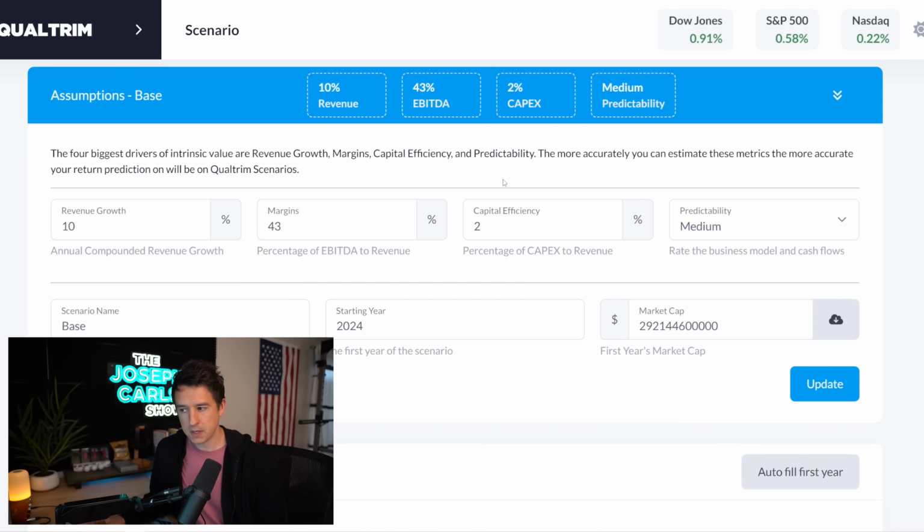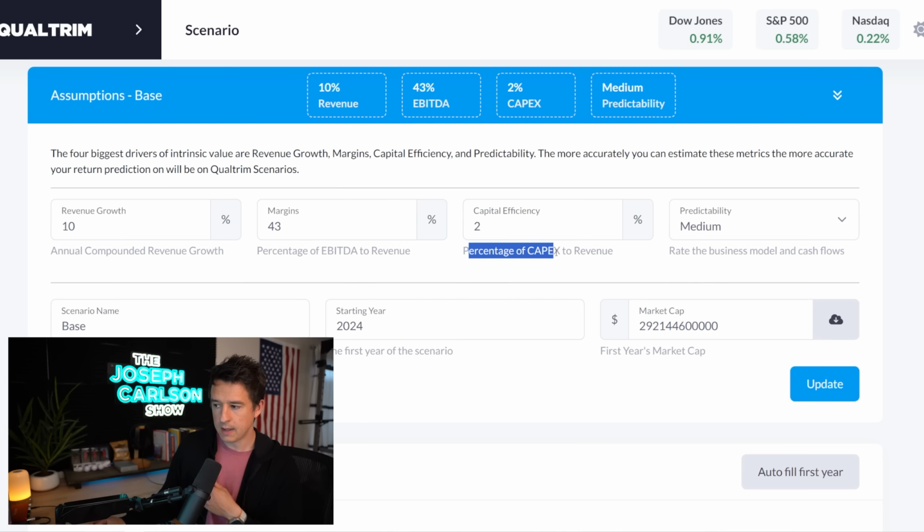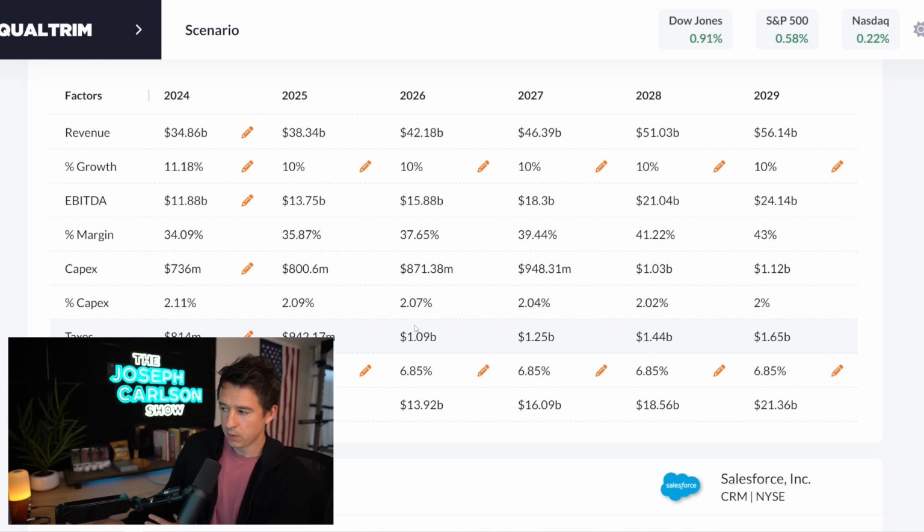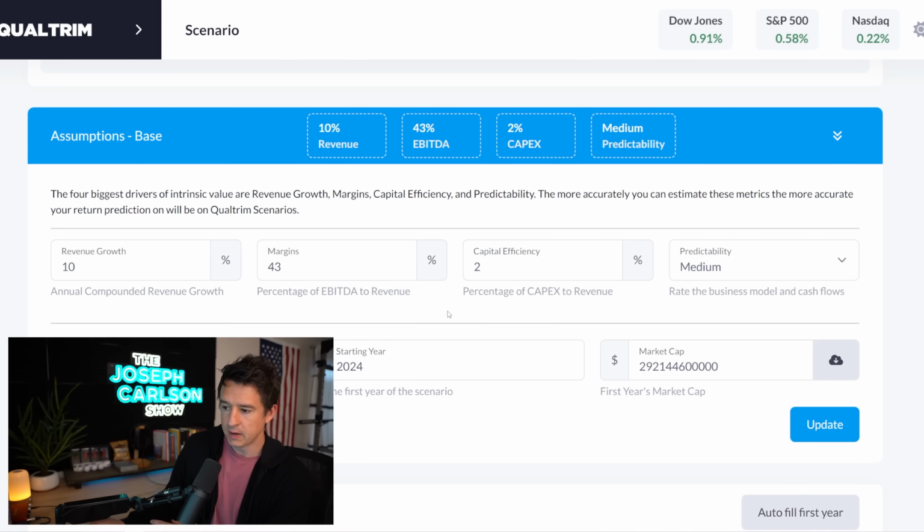Then we have capital efficiency. What percentage of revenue does this company spend on CapEx? Well, they have been spending around 2%, and I predict they'll continue to spend around 2%. So I leave that unchanged. I think as a percentage of the company's revenue, they'll spend 2% on CapEx. It's not a CapEx heavy company.